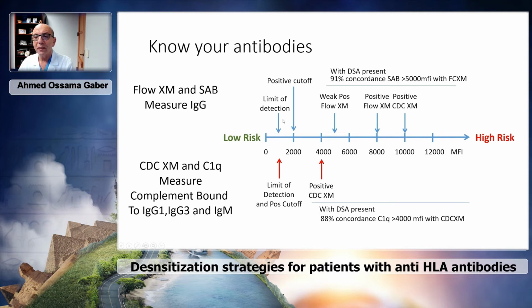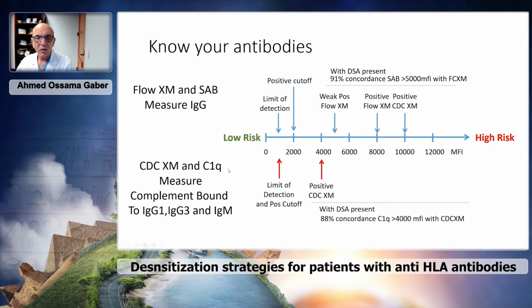So we know that no risk means you're under the limit of detection. But as you continue to increase, these are the DSAs, you start getting a weak positive flow cross-match, then a positive flow cross-match, then a CDC positive cross-match. So the sensitivity is very high at the weak levels, and the specificity is very high at the high levels.